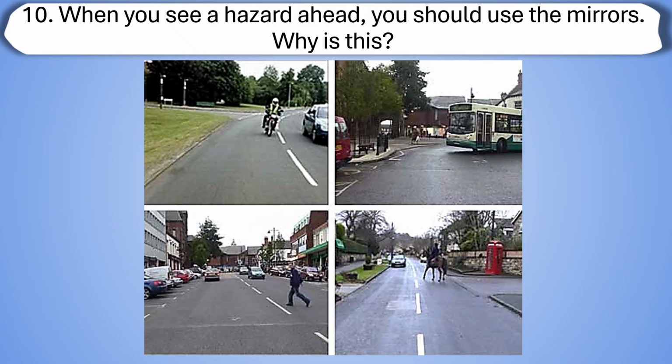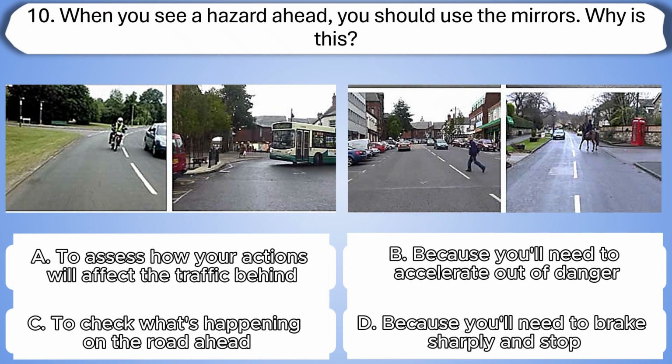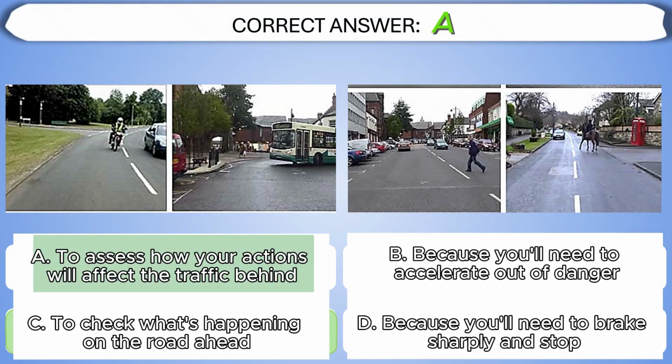10. When you see a hazard ahead, you should use the mirrors. Why is this? A. To assess how your actions will affect the traffic behind. B. Because you'll need to accelerate out of danger. C. To check what's happening on the road ahead. D. Because you'll need to brake sharply and stop. The correct answer is A. To assess how your actions will affect the traffic behind.